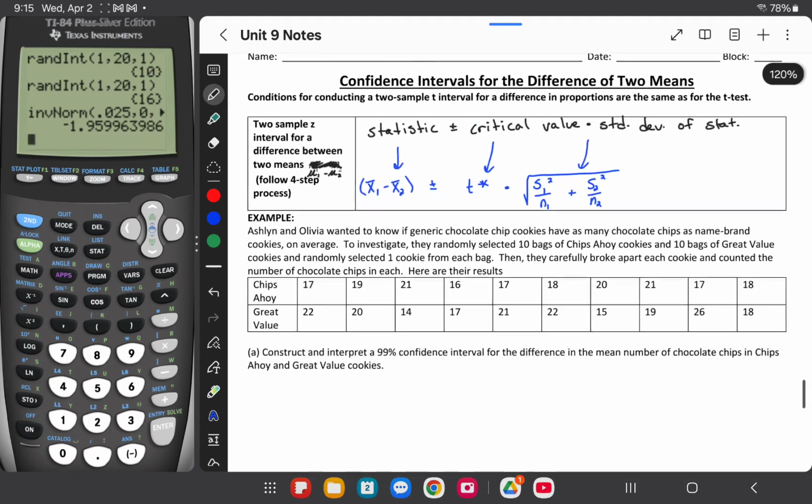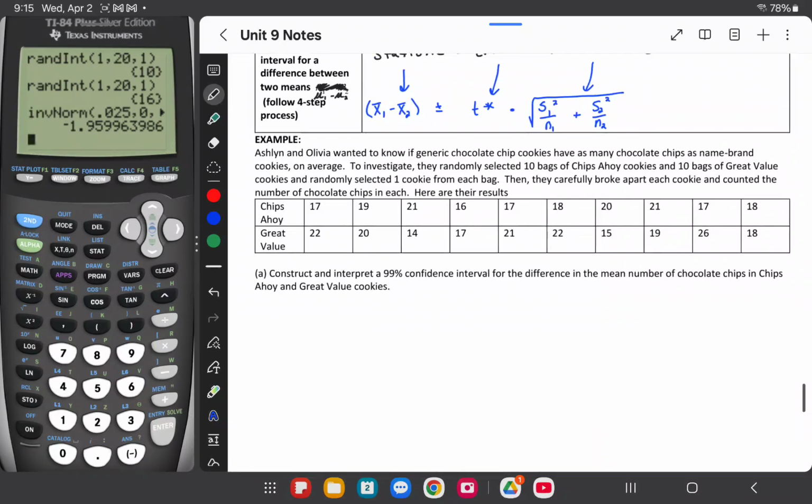So for our context today, we're going to look at Ashlyn and Olivia, who wanted to know if generic chocolate chip cookies have as many chocolate chips as the name brand. So to investigate this, they randomly selected 10 bags of the name brand Chips Ahoy cookies and then 10 bags of the Walmart brand Great Value cookies, and then randomly selected one cookie from each bag. They carefully broke apart each cookie and counted the number of chocolate chips in each. So we can see the results in this table below for Chips Ahoy and Great Value.